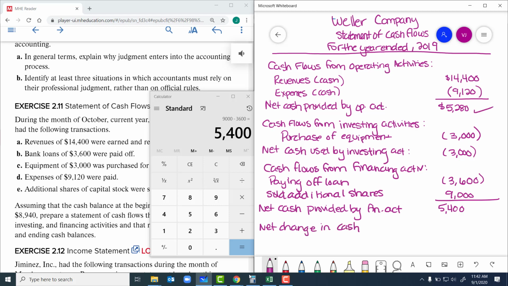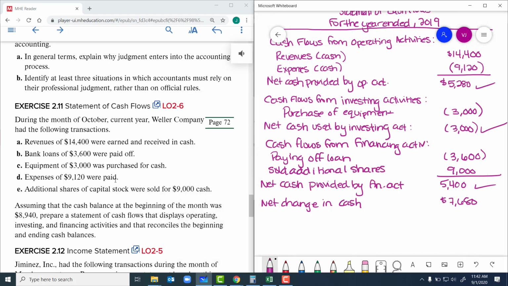So let's find the overall net change in cash. That's looking at each of these changes in cash for each category. So there was an overall cash inflow from operating activities of $5,280, but then we had $3,000 of cash used by investing activities, but then we also have $5,400 now coming in as a cash inflow due to financing activities. So the overall change in cash here is $7,680. That's just the change in cash.